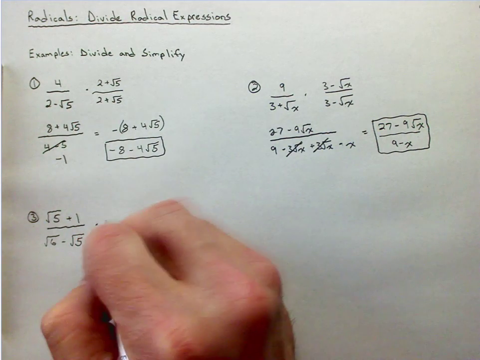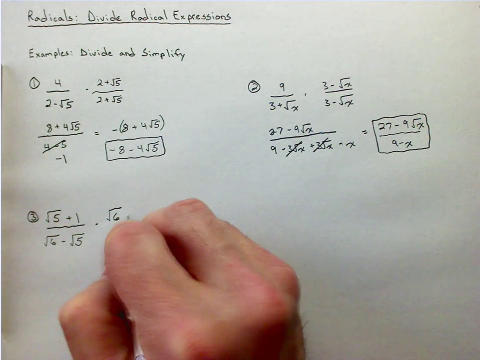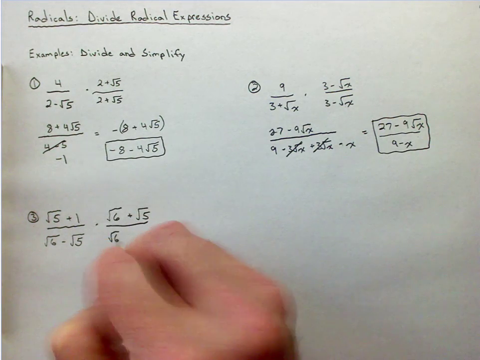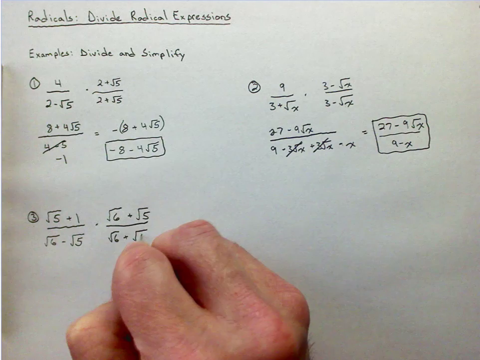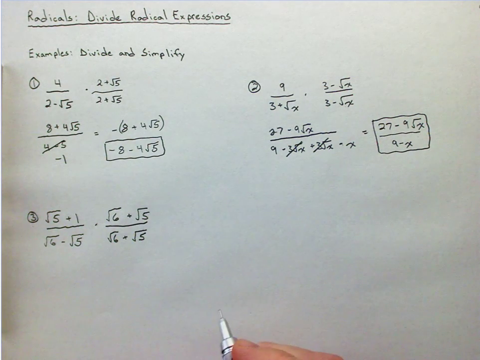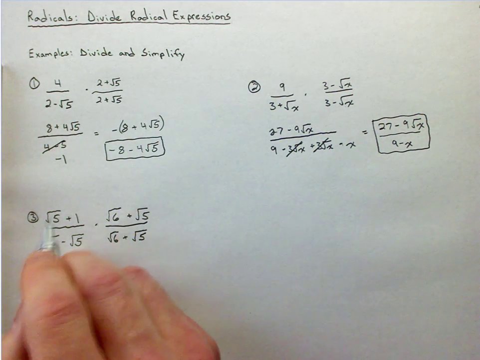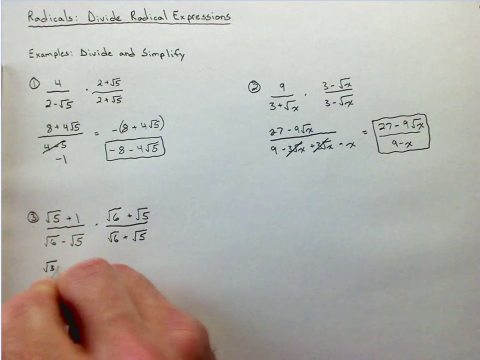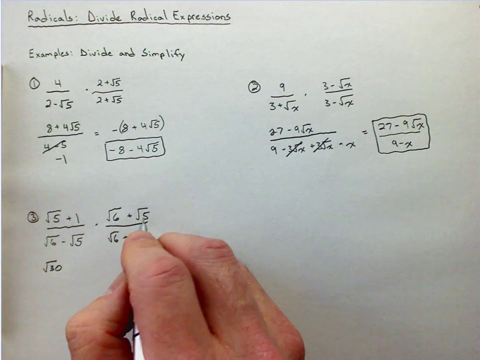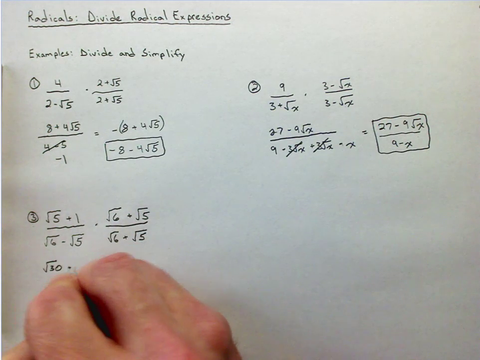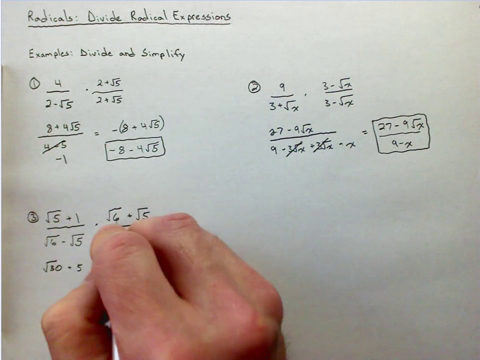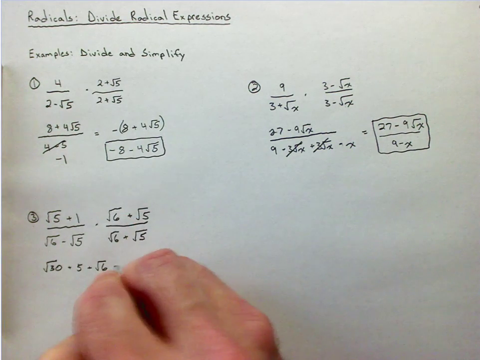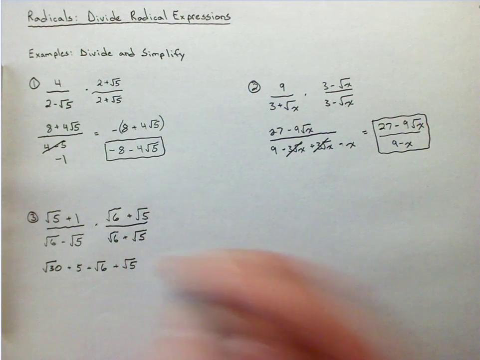My conjugate, square root of 6 plus the square root of 5. And I'm going to multiply that through to the denominator and the numerator. What I do to one, I do to the other. Square root of 5 times the square root of 6, square root of 30. Square root of 5 times the square root of 5 is 5. 1 times the square root of 6 is the square root of 6, and 1 times the square root of 5 is the square root of 5.